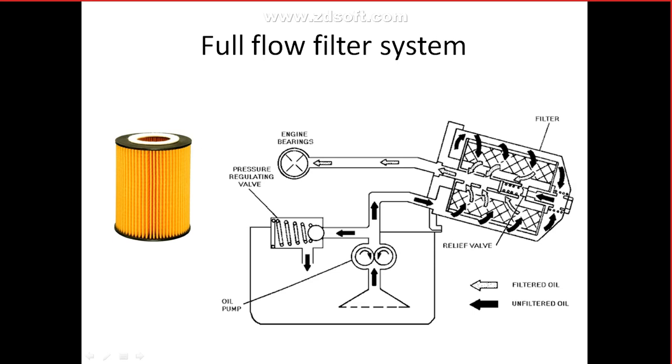So the oil pump takes the lubricating oil and pumps it, and when it is pumping, in between we arrange a filter. This black line indicates that this is impure oil. When it enters the filter, the dust particles are removed and the clean oil is pumped to the engine bearings and for lubrication of different parts of the engine. So this is called the full flow filter system.